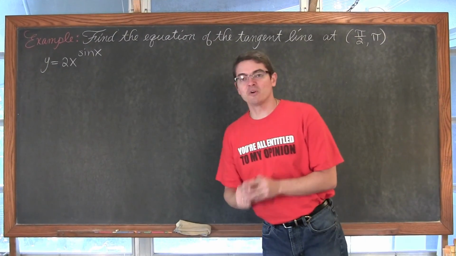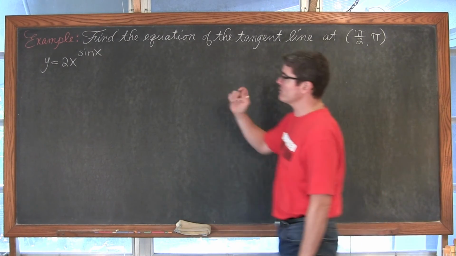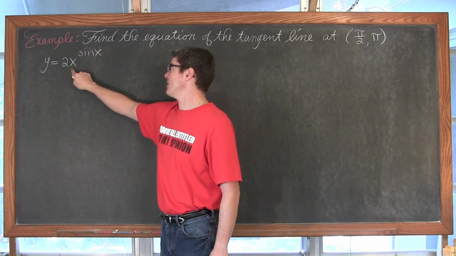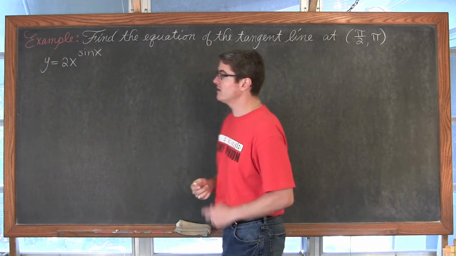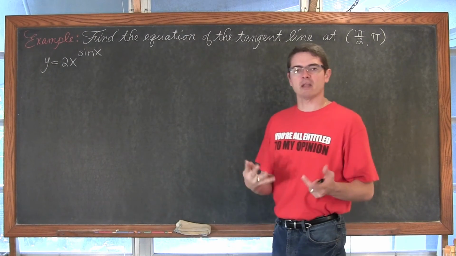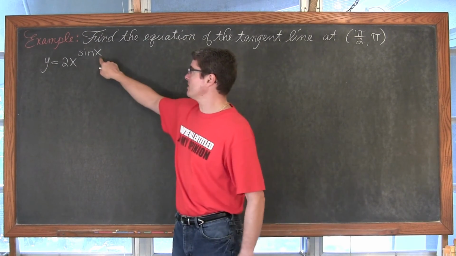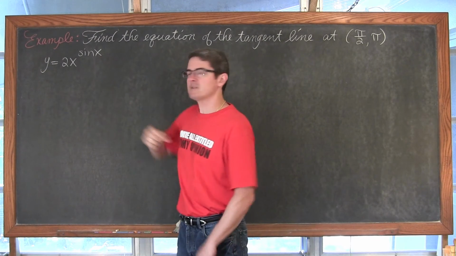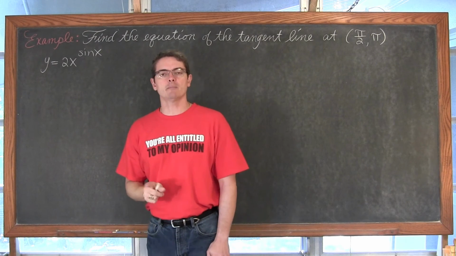For our last example, we're going to find the equation of the tangent line at pi over 2 pi for the function y is equal to 2x, where the x is raised to the sine of x. So it looks like this goes right along with the problems we've been doing in this section so far, where we have a variable in the exponent, except unlike the previous three examples, we also have a variable in the base.